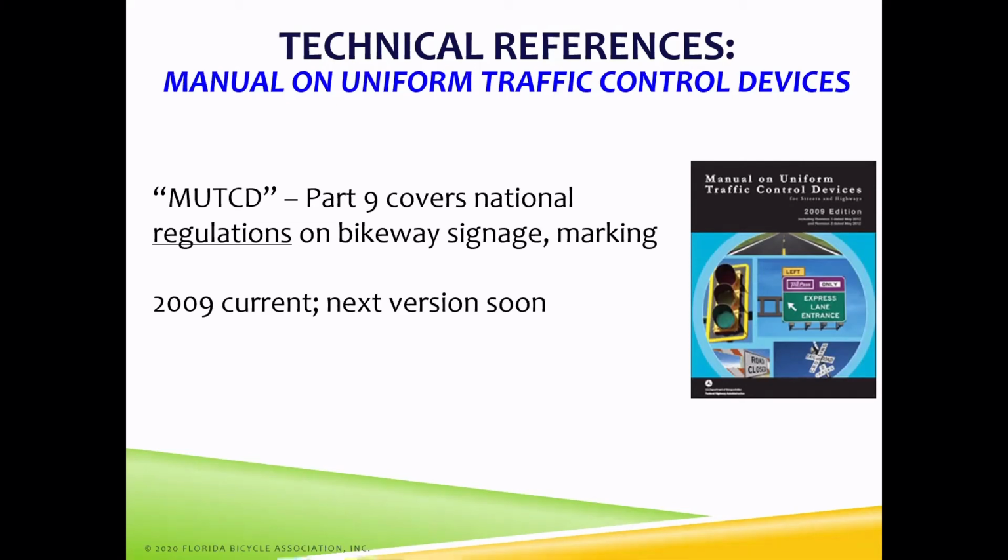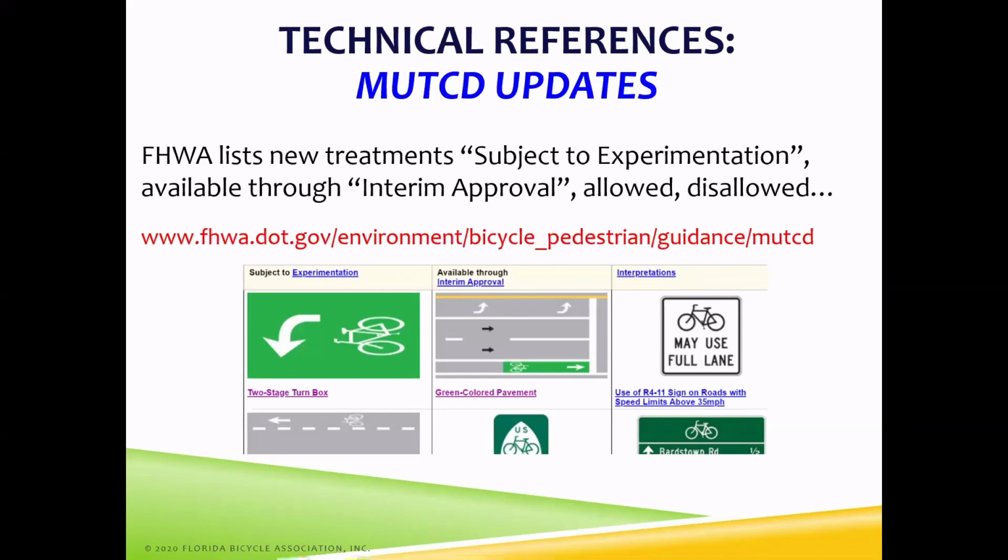But in the meantime, to see what's evolved from 2009 until 2021, the feds have a page, a website, where you can see what are some treatments that are currently accepted on what they call interim approval level, which basically means you can do it, but you need some paperwork and some approval. And then there's experimentation. So in order to advance the field, if you want to try something, the MUTCD explains how to do that.